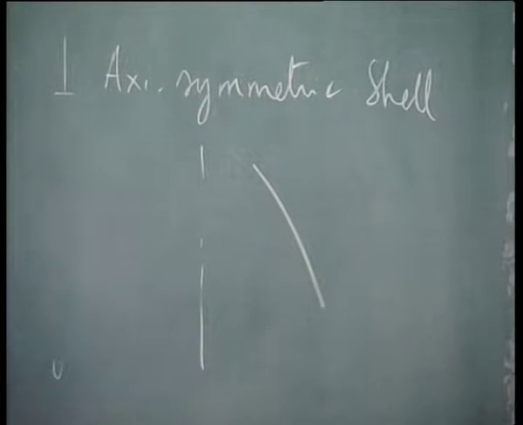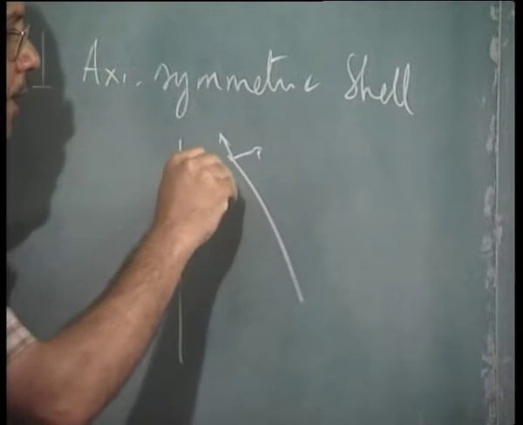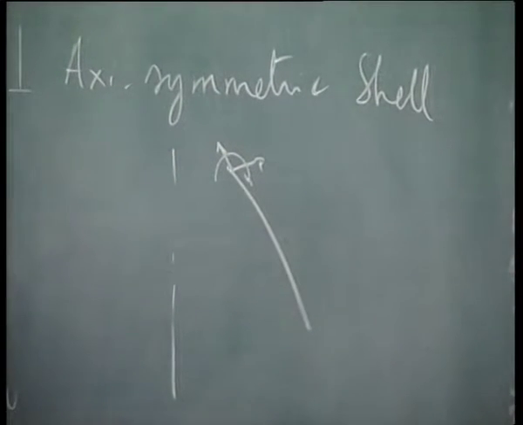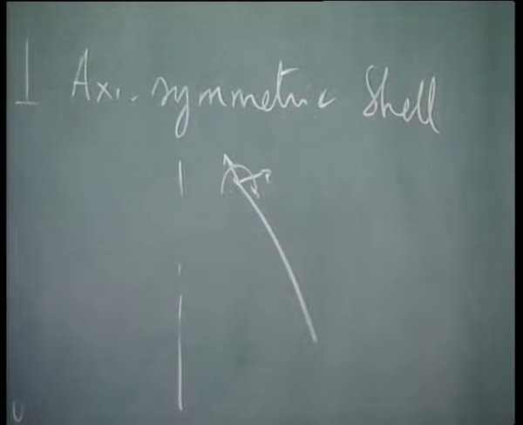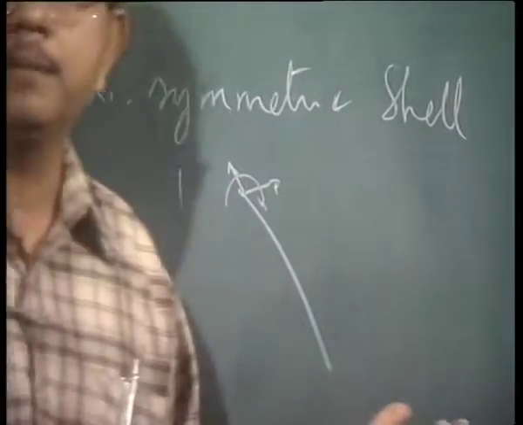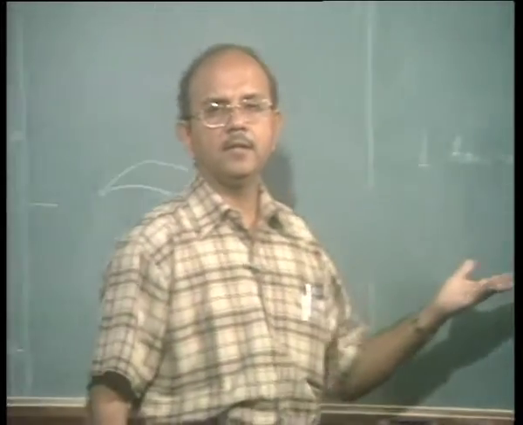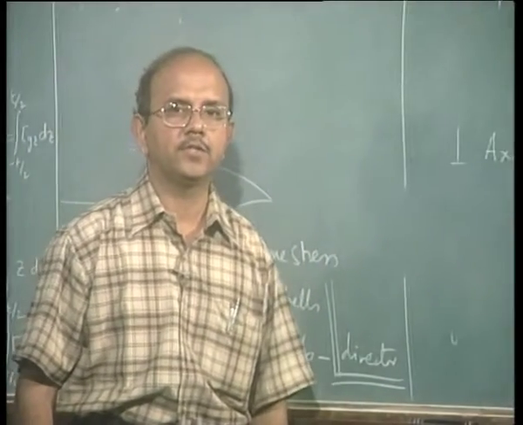For example, locally each of these nodes has 3 degrees of freedom, and then rotation. So you can have 3 degrees of freedom, say u, w, and say beta. Say what is an example? Good, civil engineers would immediately pounce and say that cooling towers can be looked at as an axisymmetric shell.